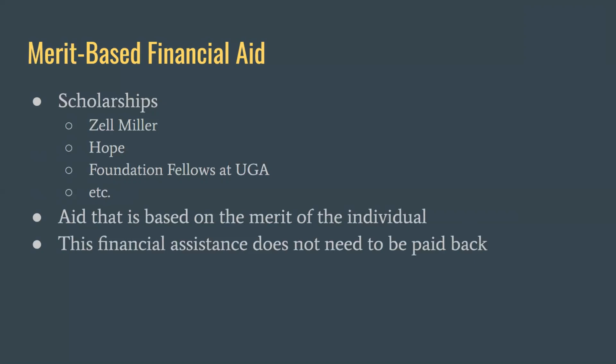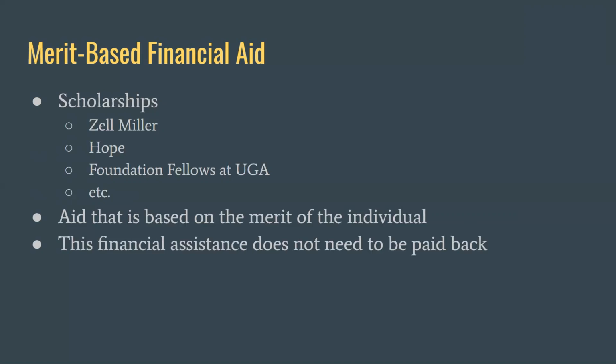Of course, there are scholarships like the Zell Miller HOPE scholarship and the Foundation Fellows at UGA. So it could be state, in-state type programs, as well as institution-specific ones like the Foundation Fellows or Stamps Presidential at Georgia Tech. So there's a lot of different things to explore there. Definitely look at the state you're in and the different scholarships offered through that state.